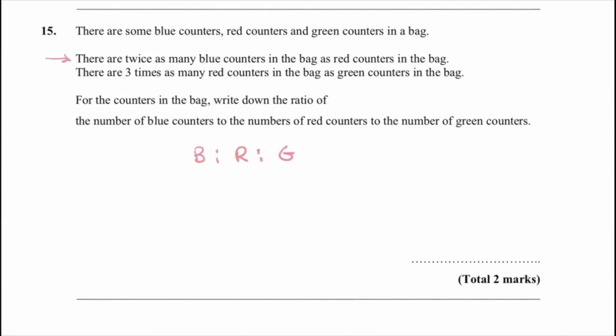There are twice as many blue counters as there are red. So let's just say there is one red. That would mean that there are two blue. When I read the second one, there are 3 times as many red as there are green. This isn't going to work anymore. So I'm going to abandon my original thought and think about the green being 1.